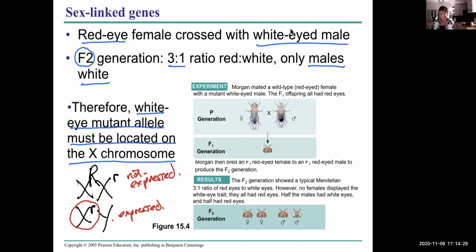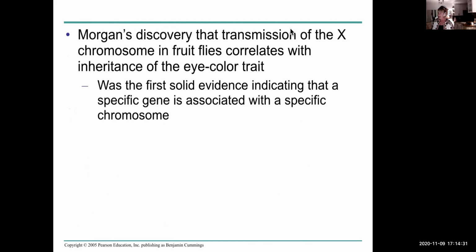So this was a discovery that transmission of the X chromosome in fruit flies correlates with inheritance of eye color trait. That's some evidence that showed that a specific gene is associated with a specific chromosome, in this case, the X chromosome. And that's the case with humans.